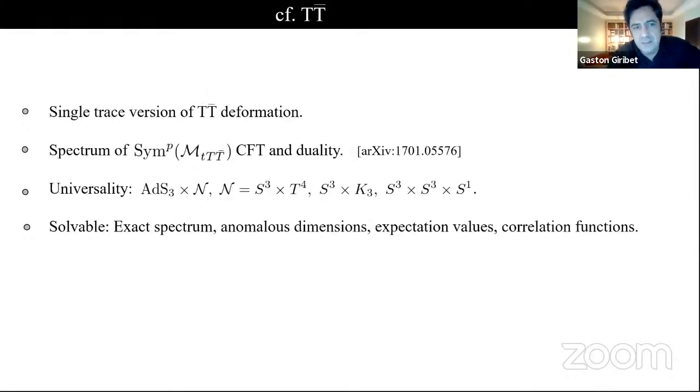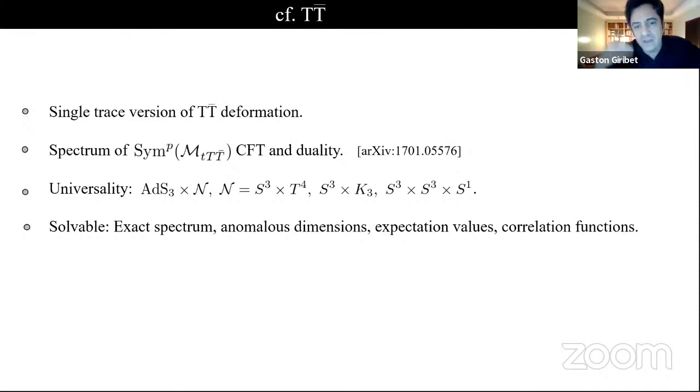So let me say what the relation is between what I will talk about and the standard TT-bar deformation. I insist on the fact that the one that I will talk about, in a very precise sense that I will explain, can be thought of as a single trace version of it.